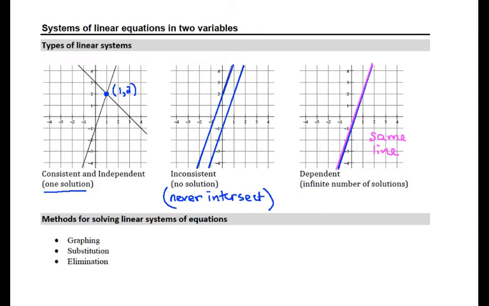In this case, if you are looking in terms of intersections, every single point on this line, of which there are infinitely many, is a solution to the whole system of equations. And that's why we get an infinite number of solutions in this case. So with systems of linear equations, these are the three possible cases that we can see.